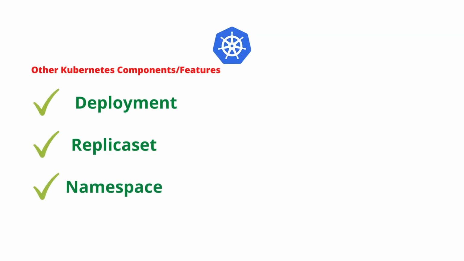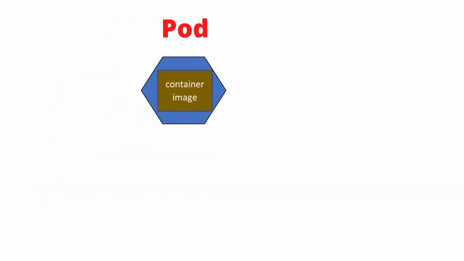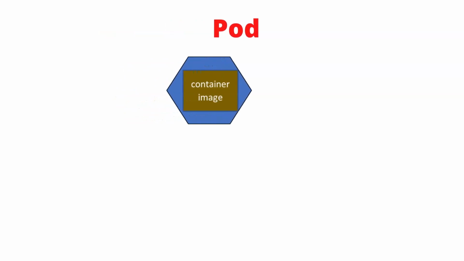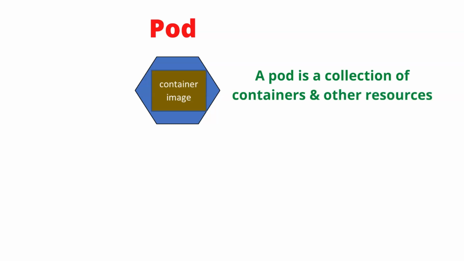The first Kubernetes component we're going to create is pod. And like we learned in one of the previous lessons, a pod is a collection of containers and other resources. Hence, creating a pod basically means creating or deploying a container image or images.